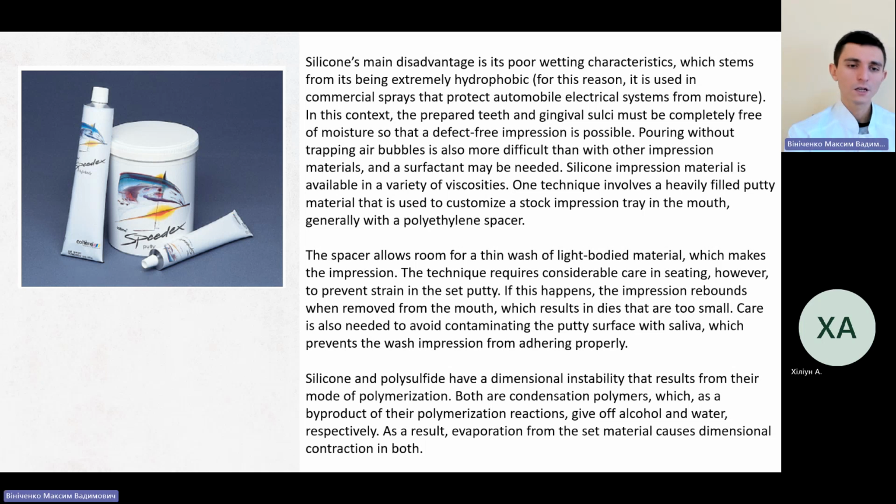Care is also needed to avoid contaminating the putty surface with saliva, which prevents the wash impression from adhering properly. Silicone and polysulfide have a dimensional instability that results from their mode of polymerization. Both are condensation polymers, which, as a byproduct of their polymerization reactions, give off alcohol and water, respectively. As a result, evaporation from the set material causes dimensional contraction in both.